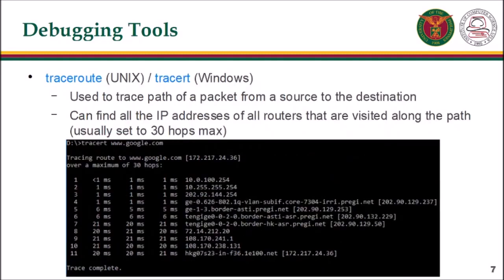The traceroute program in Unix or tracert in Windows can be used to trace the path of a packet from a source to the destination. It can find the IP addresses of all the routers that are visited along the path. The program is usually set to check a maximum of 30 hops to be visited. The number of hops in the internet is normally less than this.